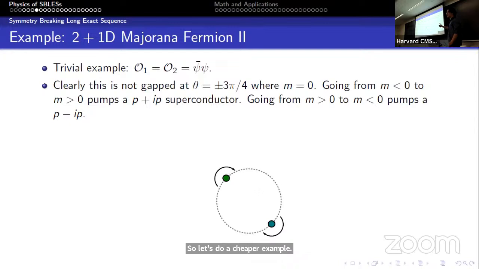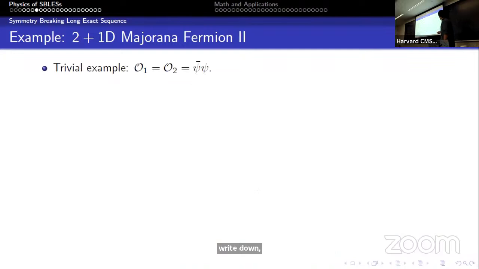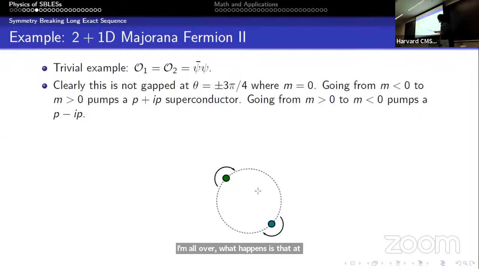So let's take the example where O1 and O2 are both the Majorana mass. Well, we know that O1 itself works, O2 itself works, maybe the pair also works. Well, obviously it doesn't, right? Because at theta equal to plus or minus 3 pi over 4, the two terms just cancel each other out. You have an effective mass that is just zero. Okay? And moreover, at this region the mass will be negative, and at this region the mass will be positive, both of which are gapped.